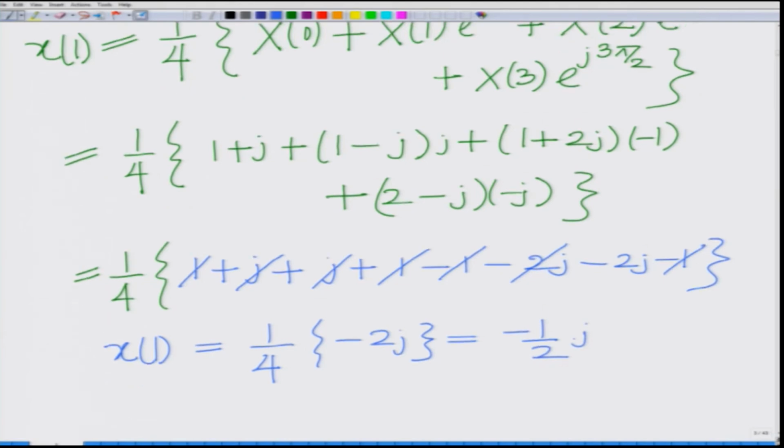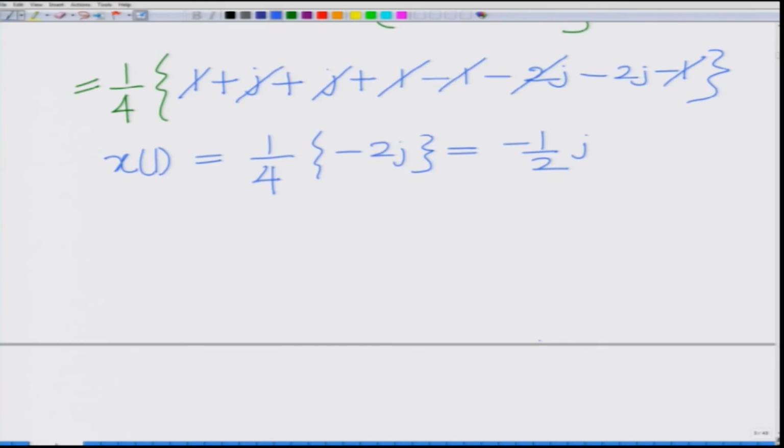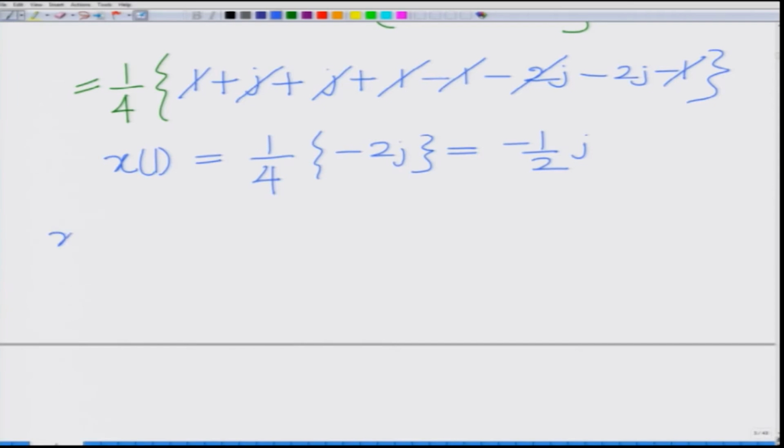Again, you can check all these calculations, please do them yourself and try to check these calculations. So, we have calculated the sample small x1 corresponding to k equal to 1 as minus half j. Now, let us compute small x2.